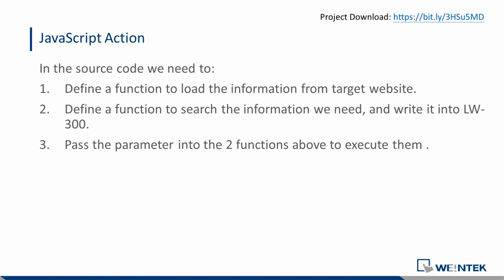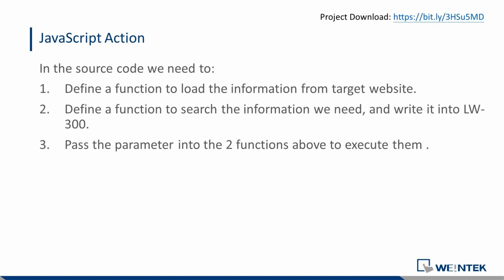The second part is that we are going to define a function to search for the information we need. Because in the first step, we created a function that loads all the information from a website, but we only take the part of the information we need and write it into our ASCII object. So the second step is to define a function to search for the information we need, and write it into our LW address. The third part is that we're going to pass the parameter, pass the value, to the 2 functions above to execute these 2 functions.